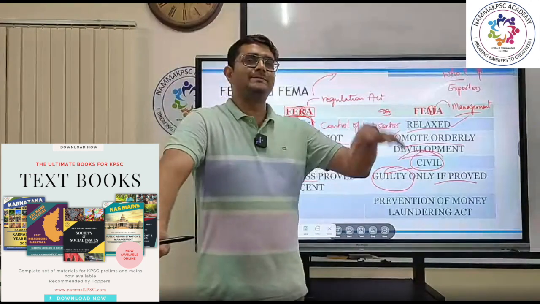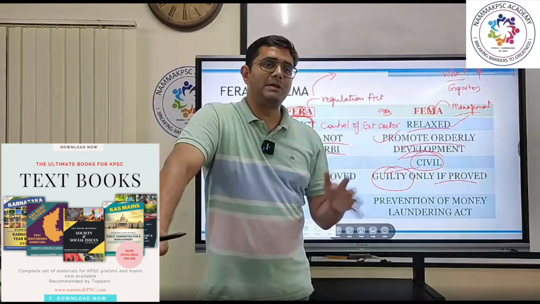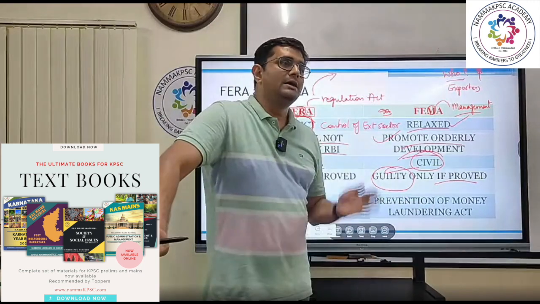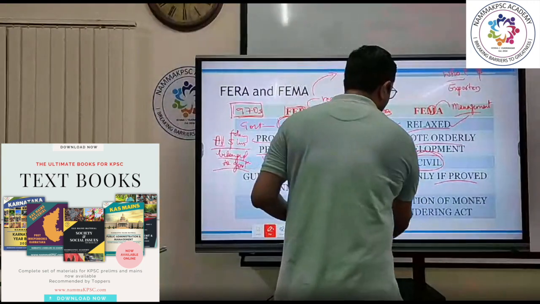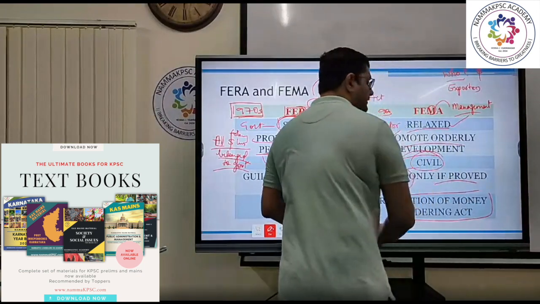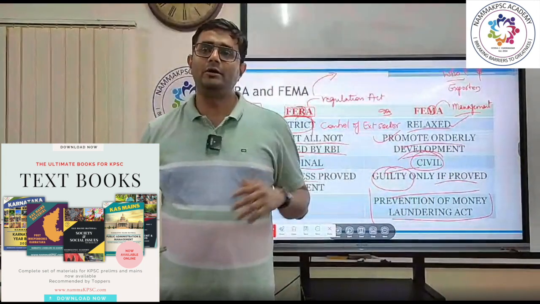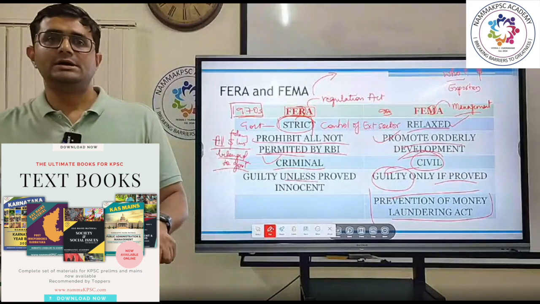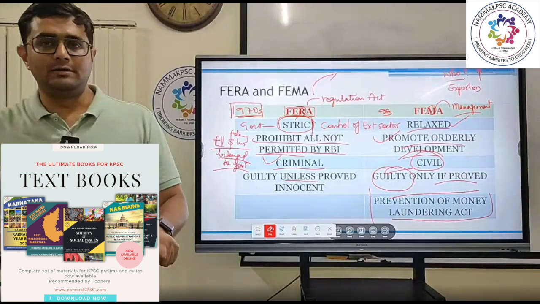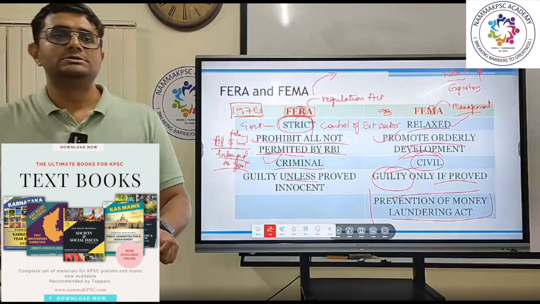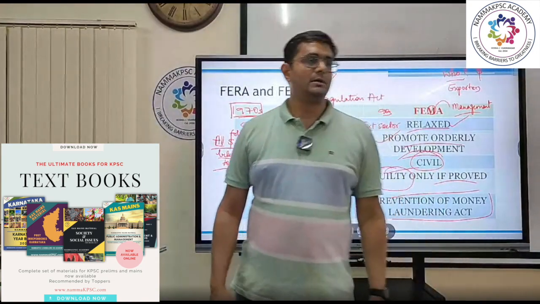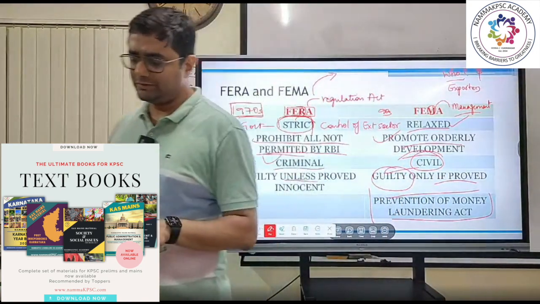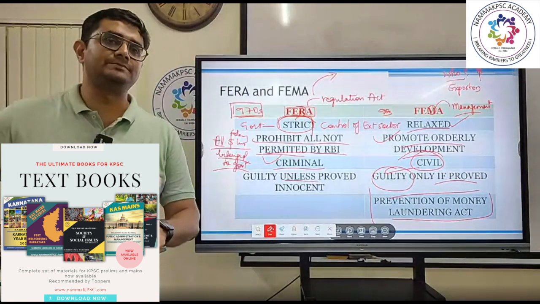And then those aspects dealing with money laundering and black money, etc., were removed from that law, and a separate law was created called the Prevention of Money Laundering Act, which made money laundering a criminal offense. So that part still remains a criminal law. So the rest of them was made into a civil offense. So this is your Foreign Exchange Management Act.